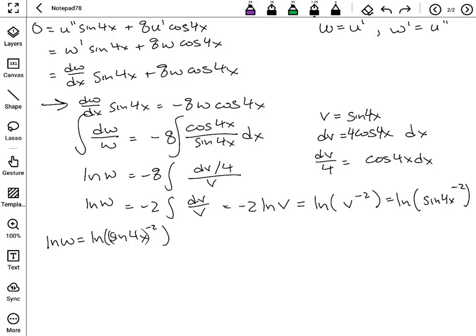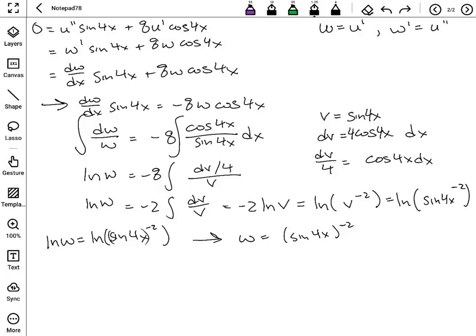Now I take e to the power of both sides to cancel out the natural log, and I'm just left with w is sine 4x to the power of minus 2. I'm going to have to think about how I'll integrate that, but we'll address that when we get to it, I guess.